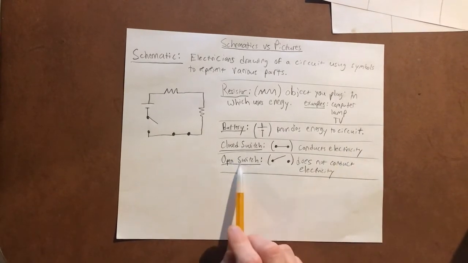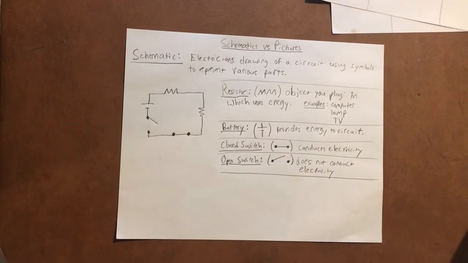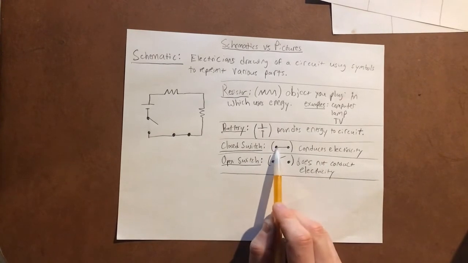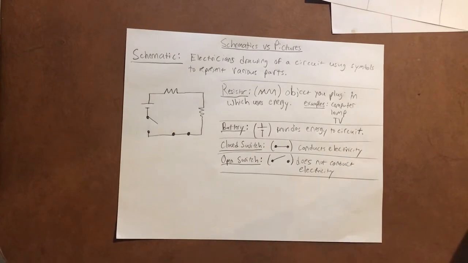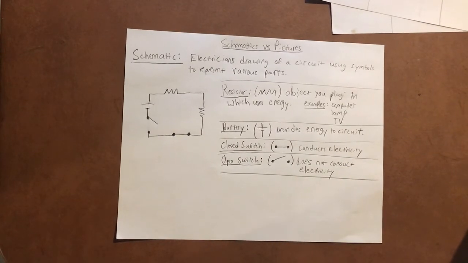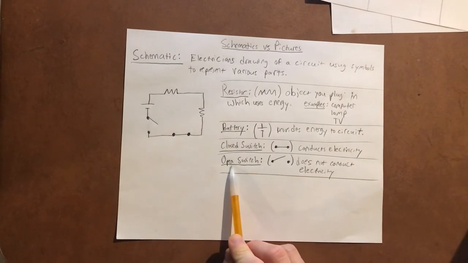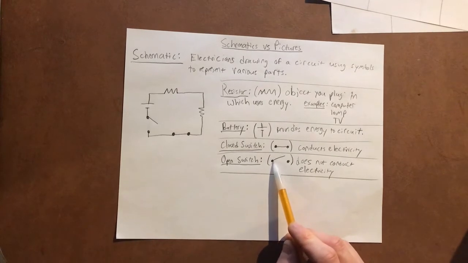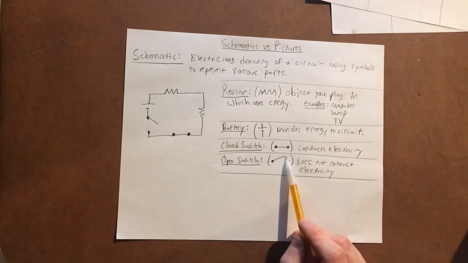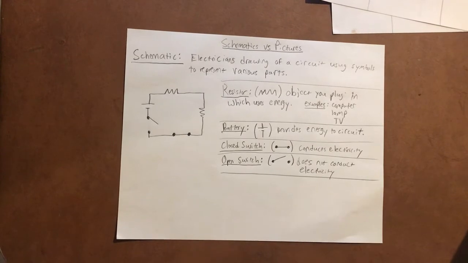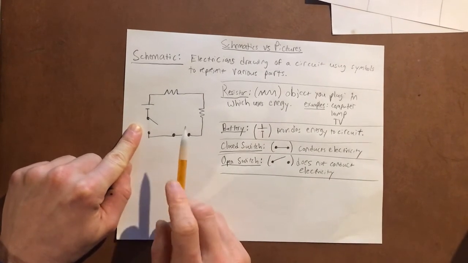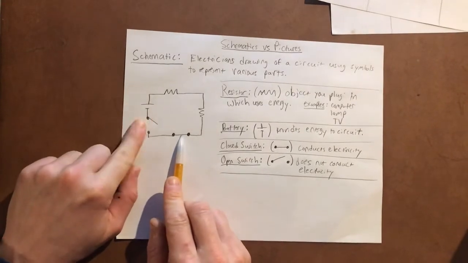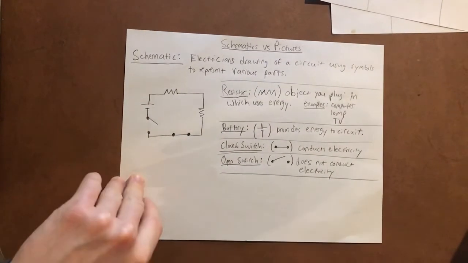Then we have two symbols for switches, one closed and one open. A closed switch looks like this, a dot connected to another dot, and that means it conducts electricity when the circuit is closed. An open switch would be when all the lights are off, and you can see that the line is not connected. It means it doesn't conduct electricity. I drew those in our circuit diagram over here: we have a closed switch and an open switch.